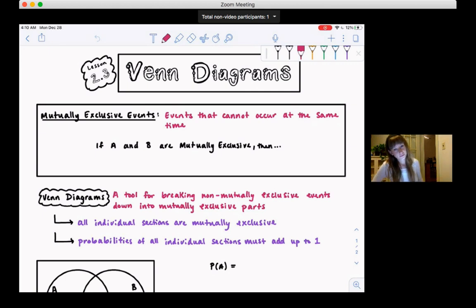Hi everyone, welcome to our last lesson of our probability unit. This lesson is on Venn diagrams and mutually exclusive events.